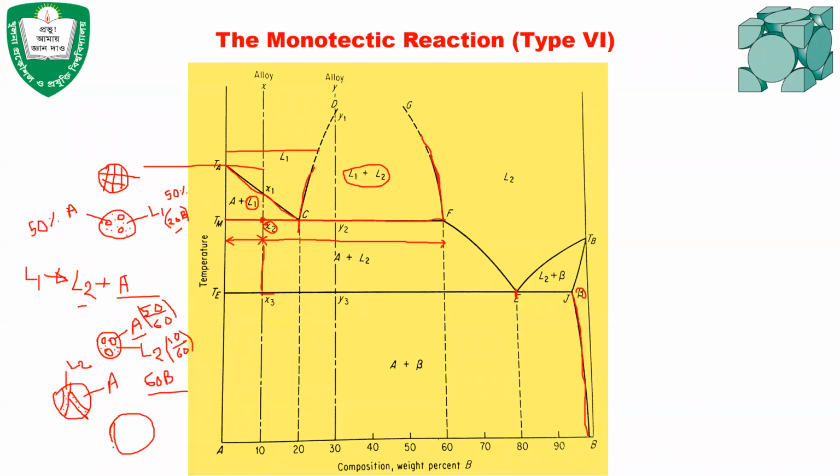If we look at the microstructure after the eutectic reaction, then we'll see that the previous grains will remain in there, and the liquid 2 will be converted into the eutectic mixture of A and beta, A plus beta. Okay. Once the eutectic reaction has taken place, and at the room temperature, this will remain the same.